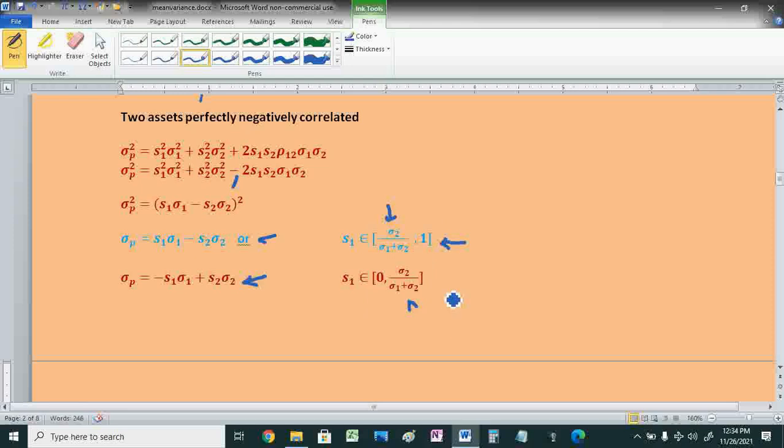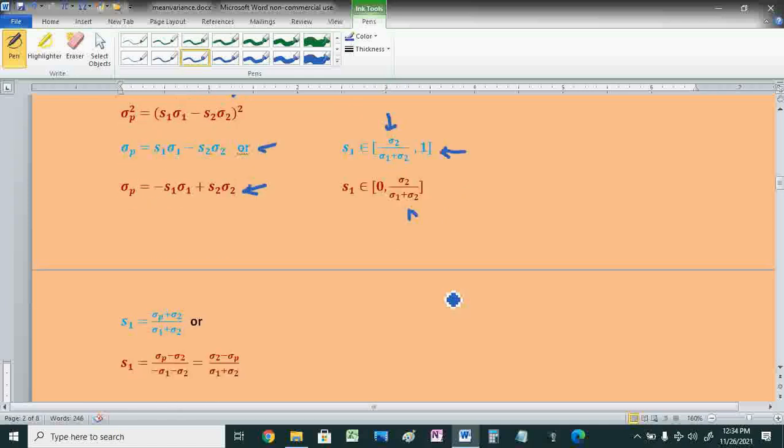In the next step, I have solved these equations for S1. So for example, this is the equation for S1. Again, remember that I have done this after eliminating S2. And this value of S1 must lie in this range that we have already described. Similarly, for the second root, I have this formula for S1, and it should lie between 0 and sigma 2 divided by sigma 1 plus sigma 2.